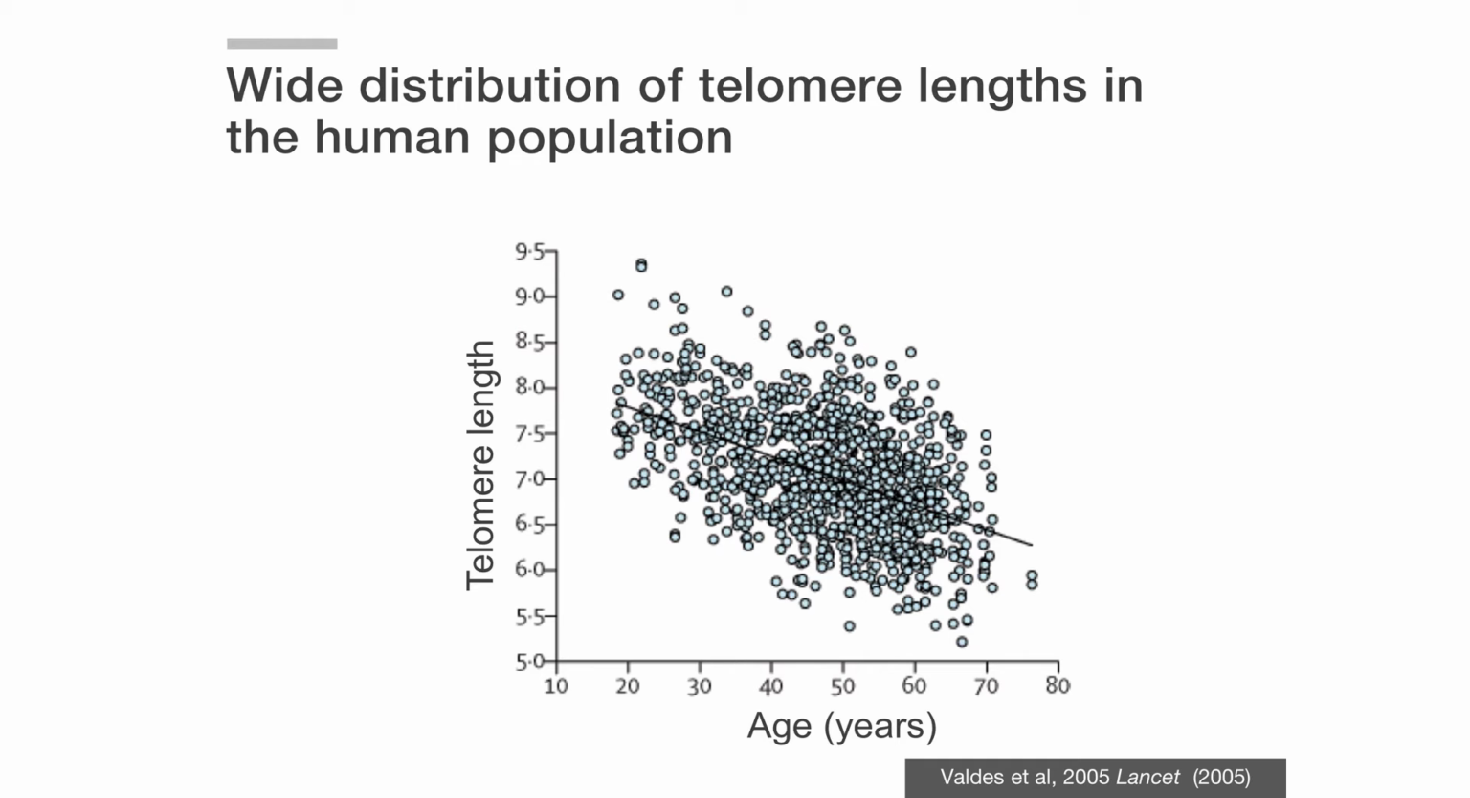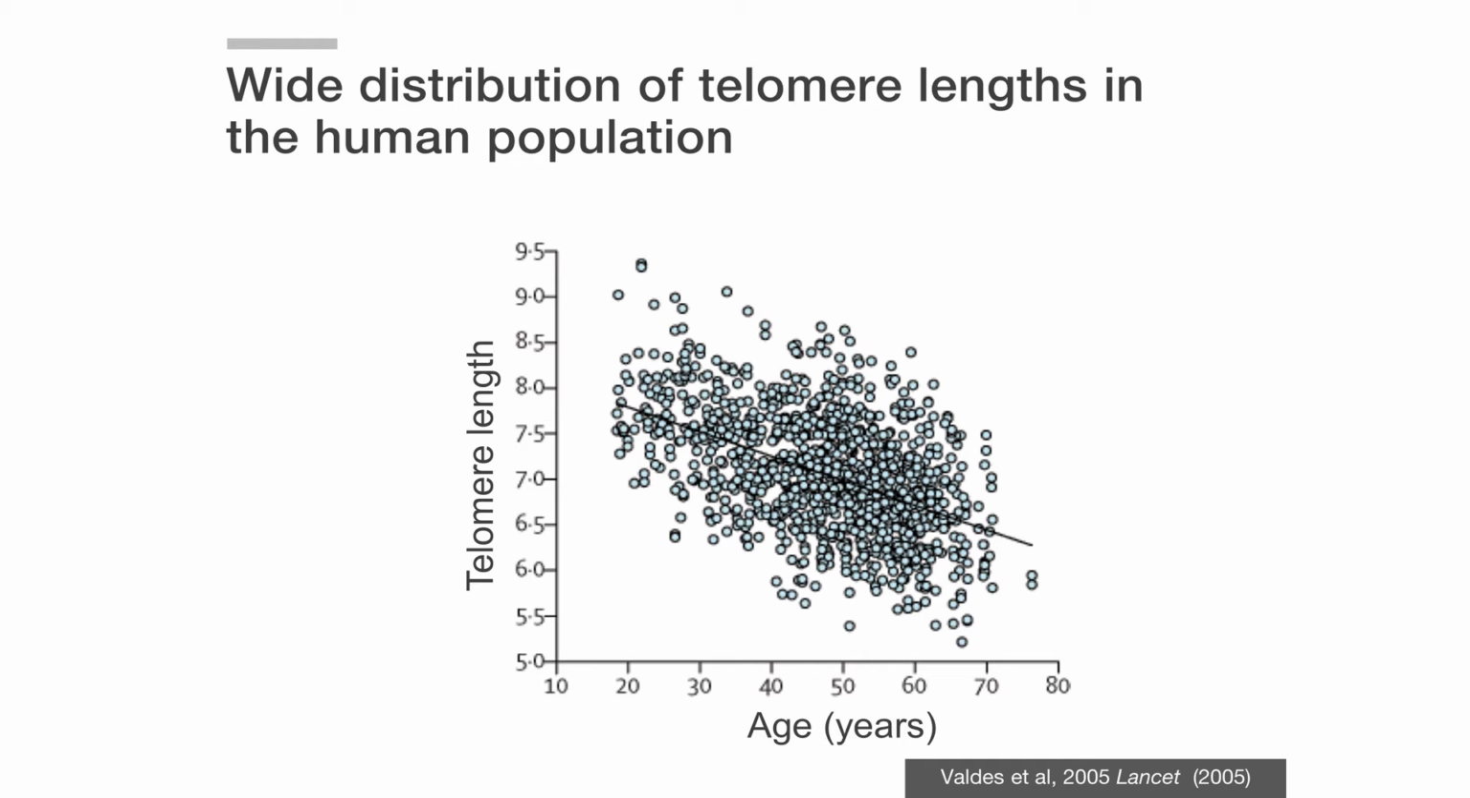So if we want to really be able to study what happens in the human population when telomeres get to be short, one needs to have age-matched controls and be able to know where an individual is along this distribution of telomere lengths.